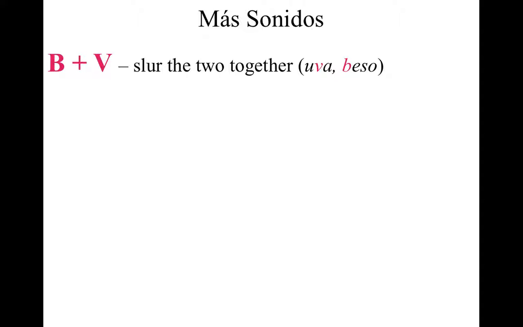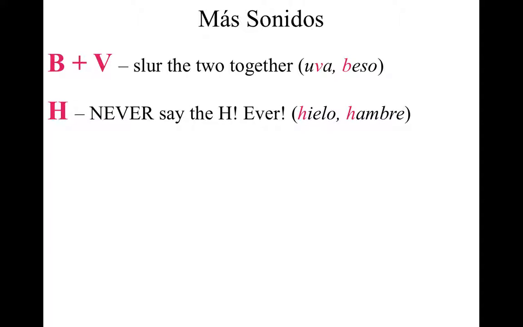First is our B's and our V's. So we actually don't say B or V. We do this thing where we kind of slur them together. You don't press your lips together and you say uva. It's almost like a w sound, like uva. So I don't say uva or beso. It's uva, beso, right? And in some places, like Puerto Rico, if you ever get to travel, they even slur it even more. So it's like ua. Like it just kind of slurs right out of there, right? So uva, beso. And again, that means grape and kiss.